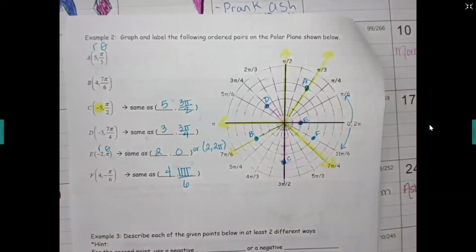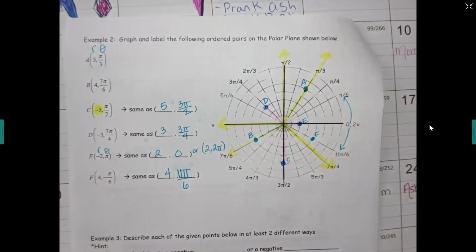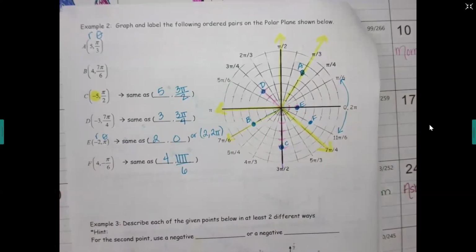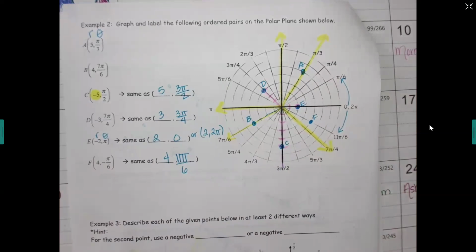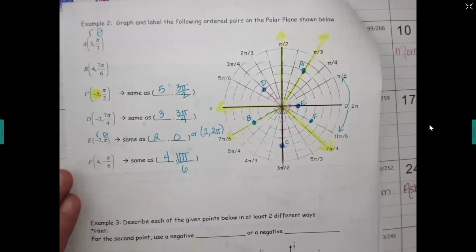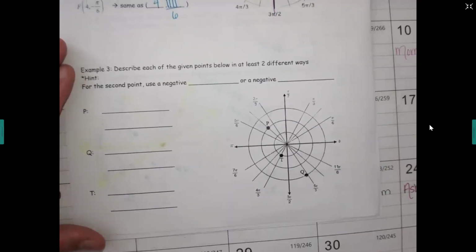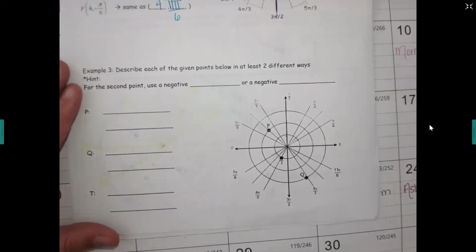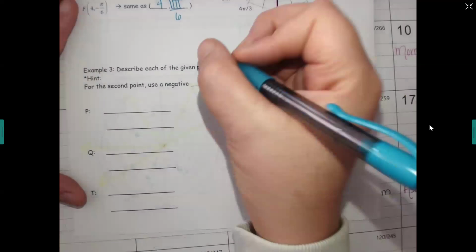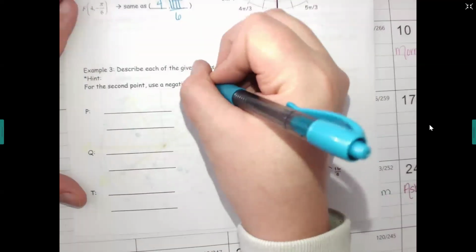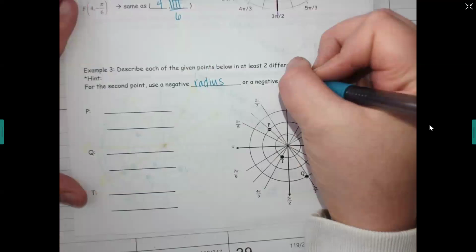Okay. So it's a little bit weird, but for the first part of the homework, you're just placing points. So make sure you're on the correct angle. And then for positive R's, you count towards the angle. Negative R's, you're going to count away from that angle. All right, next one. You have a grid and you're going to be writing the points 2 different ways. For the first one, you can use both positives. And then when you write it the second time, you can use either a negative radius or a negative angle.